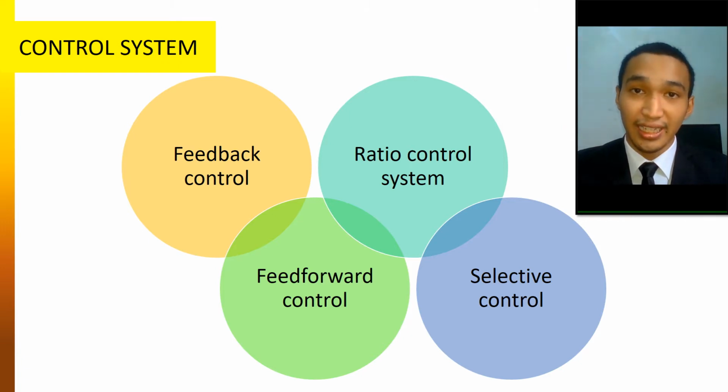Stated in the slide is the control system that we implemented in our plant, which is feedback control, feed-forward control, ratio control, and selective control. These controls are simple compared to cascade and concurrent control systems, but they also depend on the operator itself.